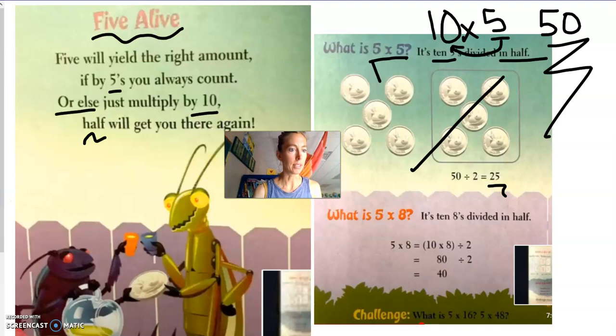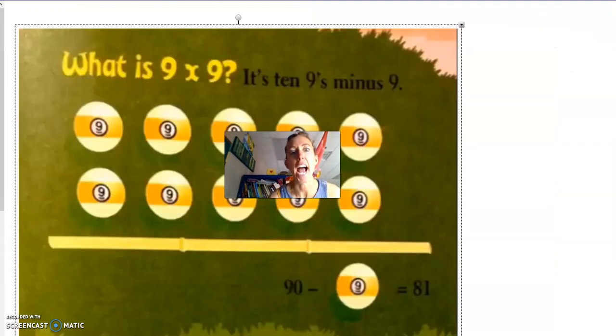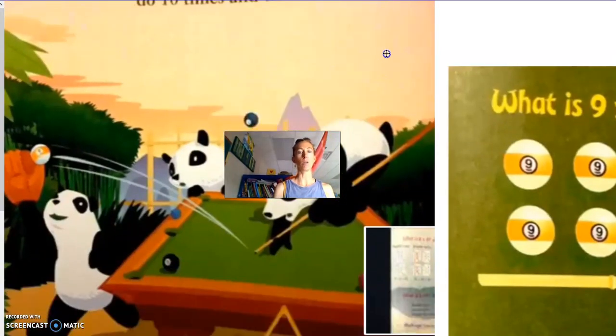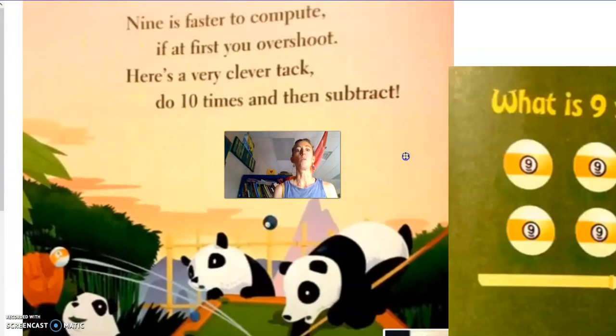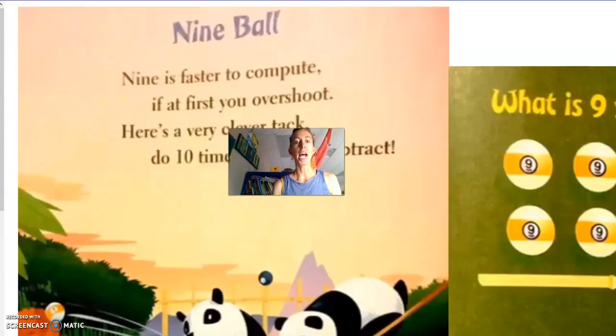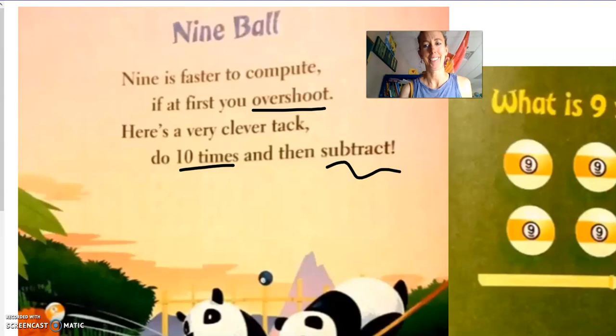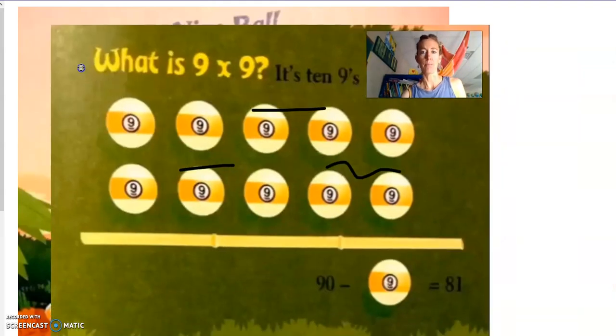So let's practice some of these. Oh, you know what? Let's do 1 more factor. A factor of 9. So let's check out what they have to say about 9 first. These guys are playing some pool, and so it's called 9 ball. 9 is faster to compute if at first you overshoot. So you want to overshoot it. Go too far. Here's a clever tack. Do 10 times, because 9 is close to 10, and then subtract. So let's try it here.